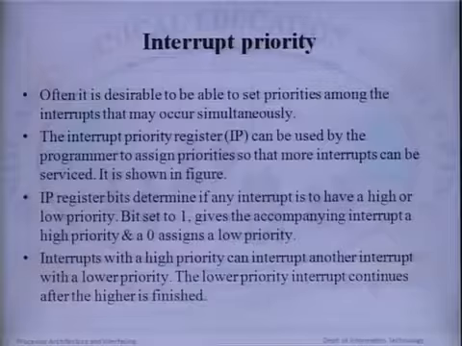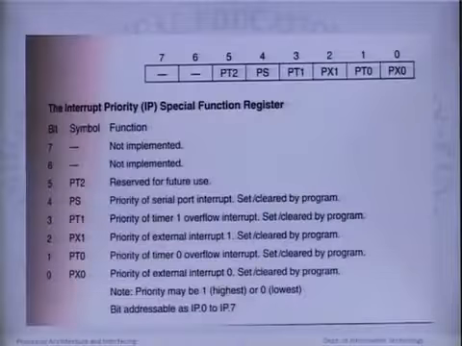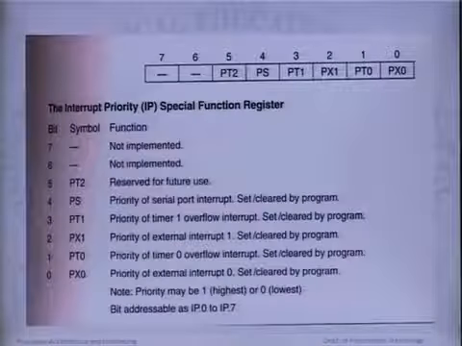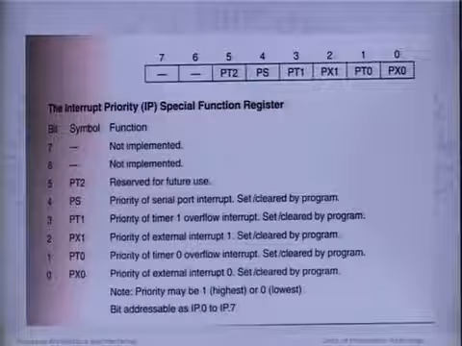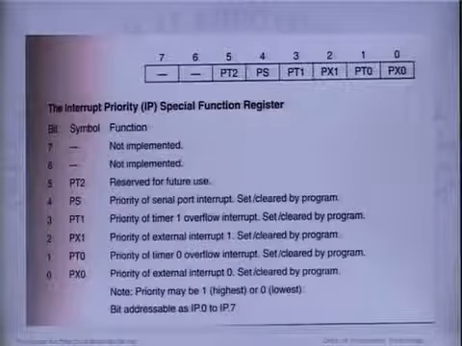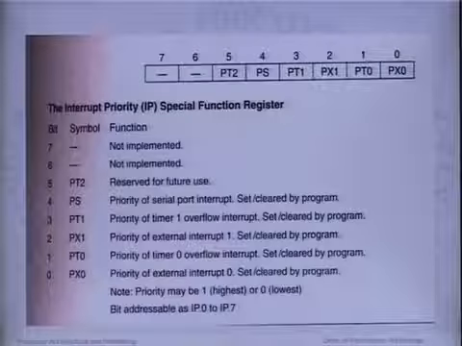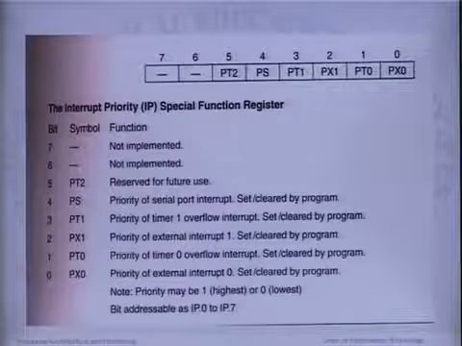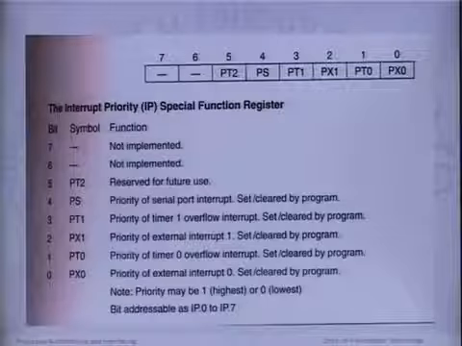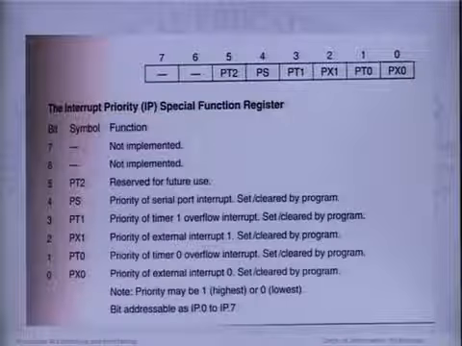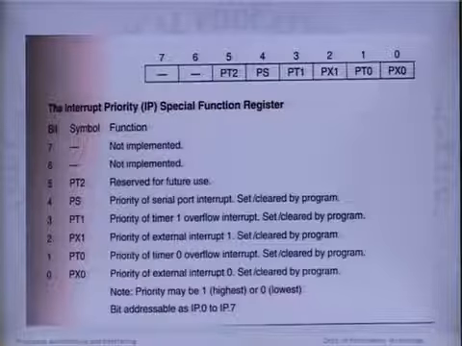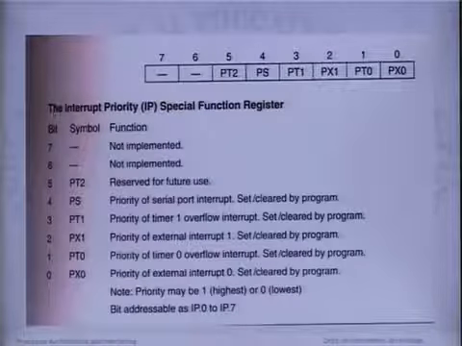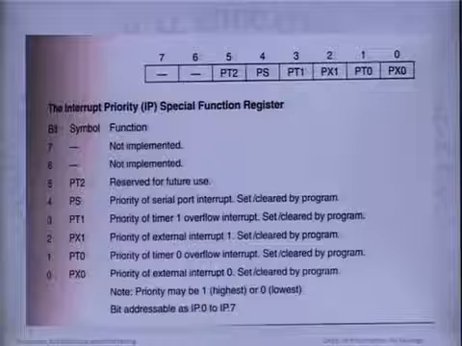Now we'll study the priority for the interrupts. The structure for the interrupt priority register is shown in this figure. Often it is desirable to be able to set priorities among the interrupts that may occur simultaneously. The interrupt priority register can be used by the programmer to assign priorities so that more important interrupts can be serviced.